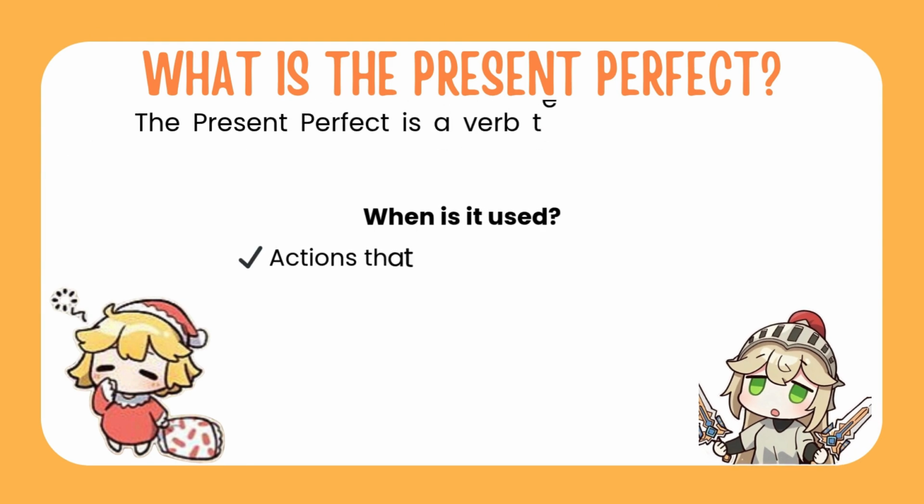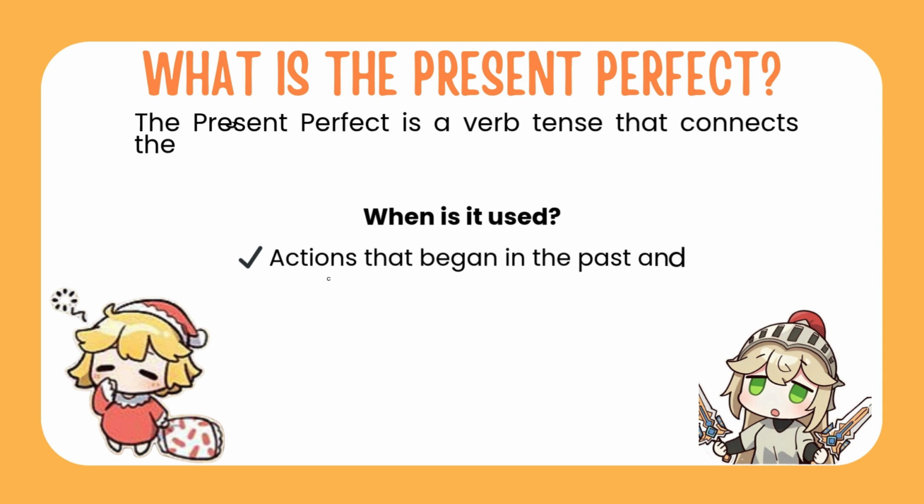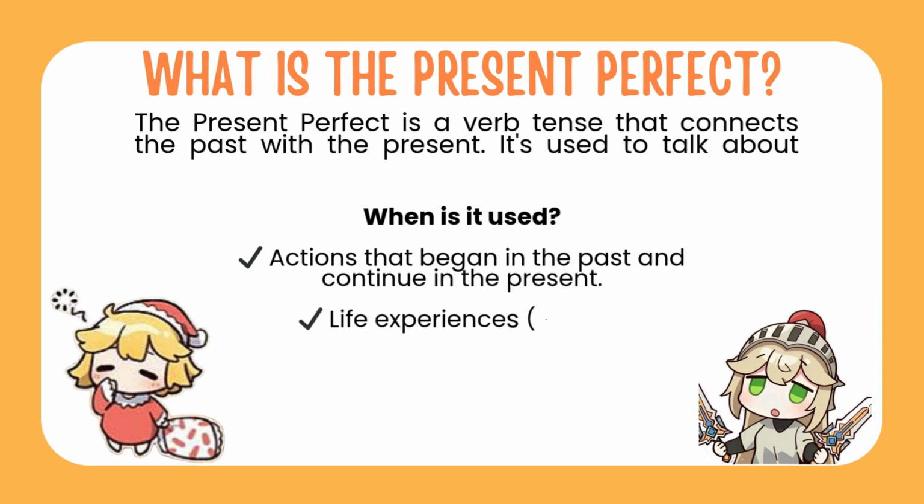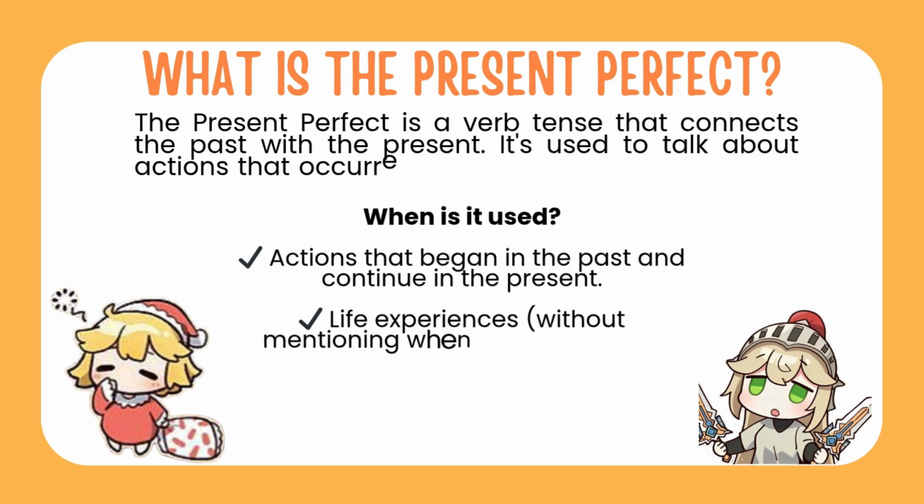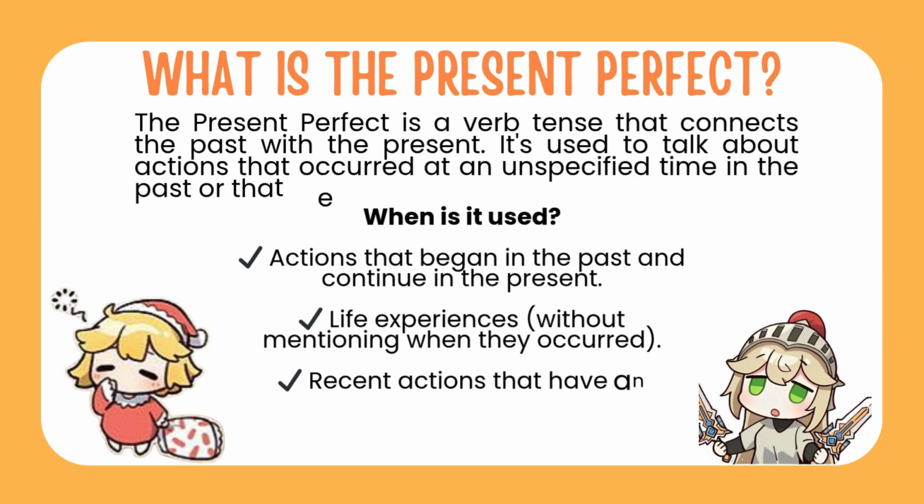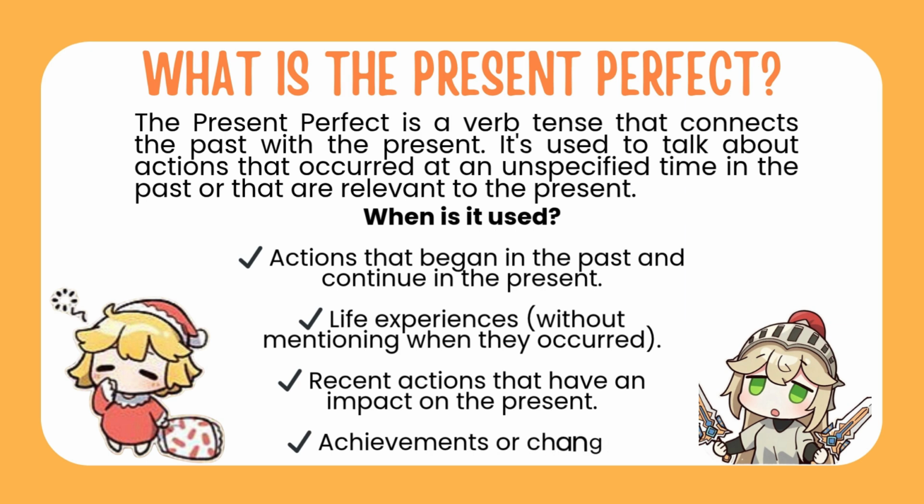Let's start by defining what the present perfect is. The present perfect is a verb tense that connects the past with the present. It is used in four main situations. Actions that started in the past and continue now. Life experience, without saying when. Recent actions that are relevant now. Achievements or change.